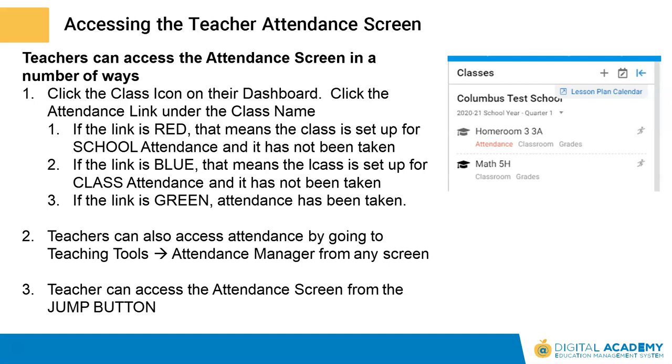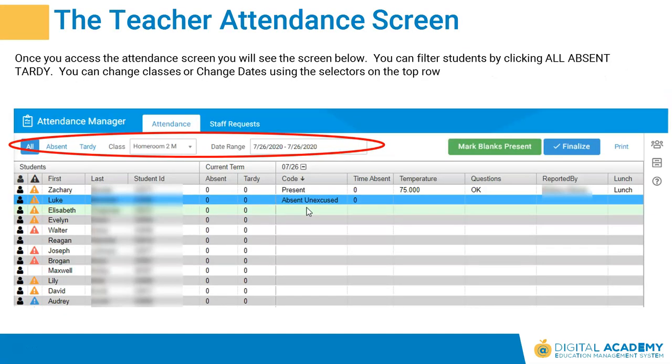Teachers can also access attendance by going to Teaching Tools and the Attendance Manager, or from the Jump button that is available anywhere a class is listed. Once you are on the teaching screen, you can select the class that you want to take attendance for by using the drop-down at the top of the screen. You can also change the date that you want to take attendance for using the date range selector. By default, it will go to the class that you picked and today's date.